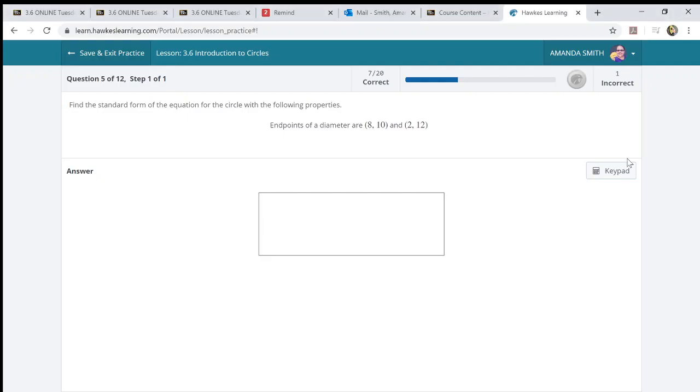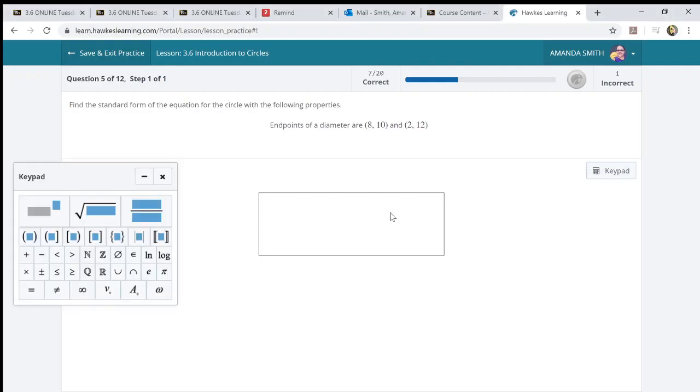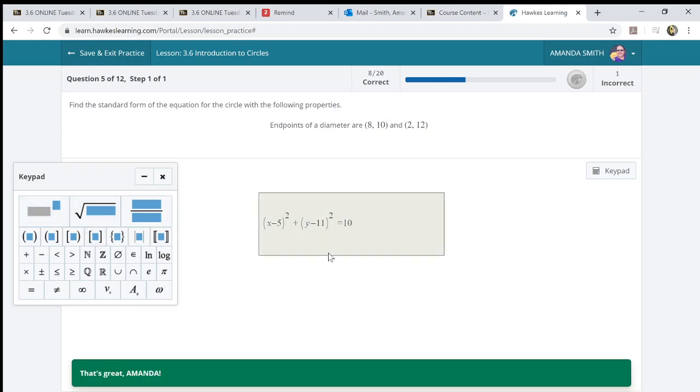So we'll need our keypad again. So I will have x minus 5, and that thing will need to be squared. And then I will have an addition sign, and then I will have y minus 11. And again, that whole thing will have to be squared. And since my r squared value is 10, I will pop that in, and ta-da, I'm done.